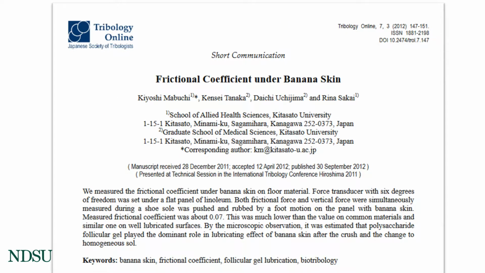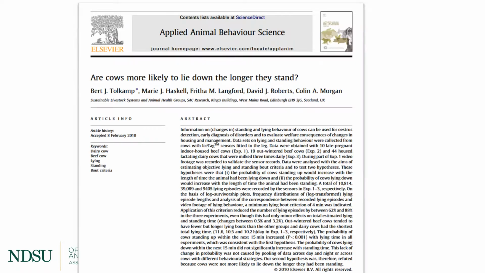You might also find a fascinating study on the frictional coefficient between a banana peel and the floor, and between a shoe and a banana peel. They found that banana peels are slippery. And you might also find a study that found that the longer a cow is lying down, the more likely it becomes that the cow will stand up again. However, the probability of a standing cow lying down did not increase with standing time. So, there you go.